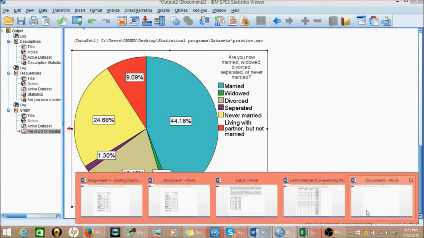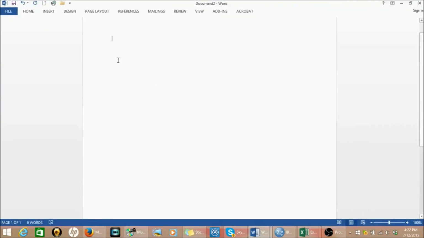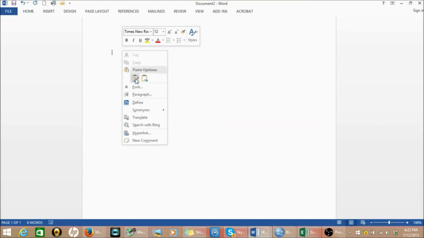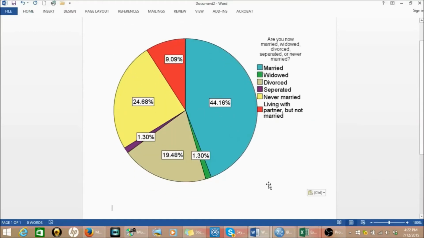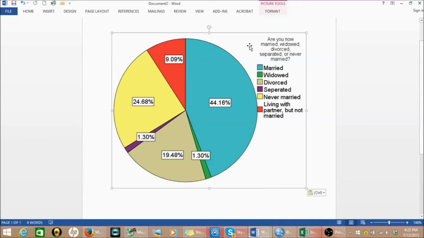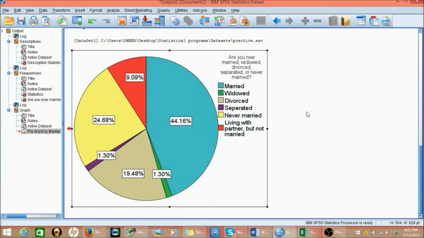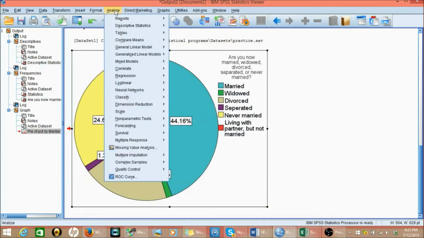I can go over to my Word document, and I can paste it. Yeah, look at that. Now I'm not going to be able to change anything once I'm in here because it's pasted as though it were a JPEG or a PDF. It's something that you cannot edit. So if you need to edit, you go back into SPSS, into the output window, and that's how you want to edit it. So let's go back to SPSS and let's look at a few other things.